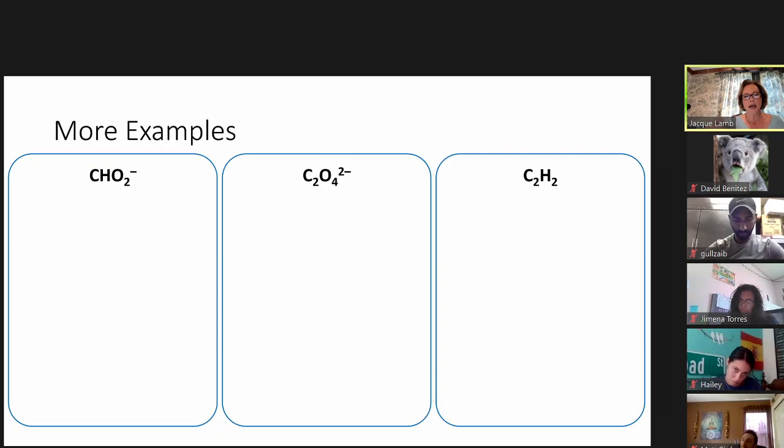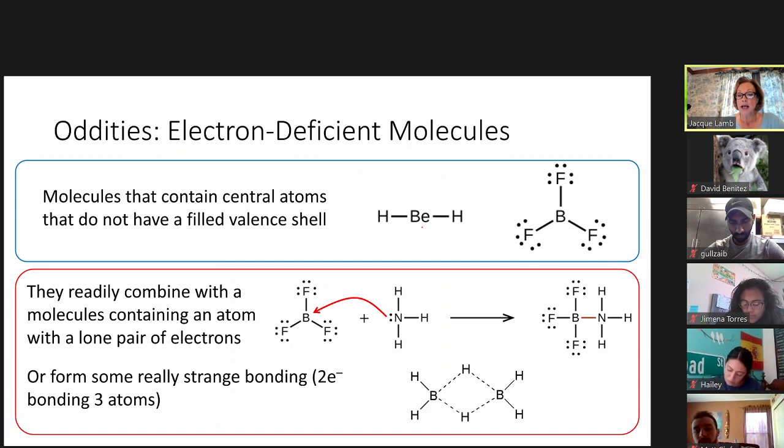So let's talk a little bit about some of the oddities. As I said, there were 2 atoms that allow deficiencies in electrons, beryllium and boron. And BeH2, this is one example of a perfectly normal structure. And boron trifluoride has 3 fluorines around it, and there aren't enough electrons.